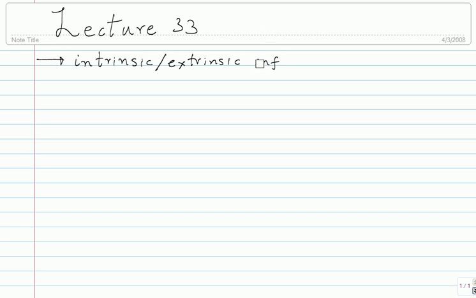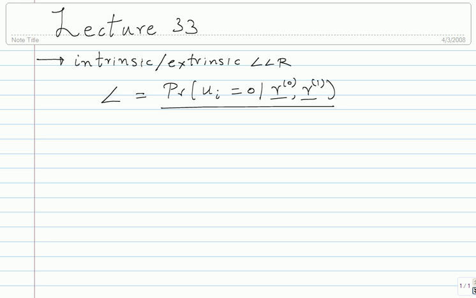Okay, well, let me not say information, it's just intrinsic and extrinsic LLRs, log likelihood ratios. So the total log likelihood ratio, suppose we write it as capital L, is going to be the log of the probability for Ui equals 0 given the entire received vector, which we split into two parts, R0 and R1, divided by the probability that Ui equals 1 given R0, R1.